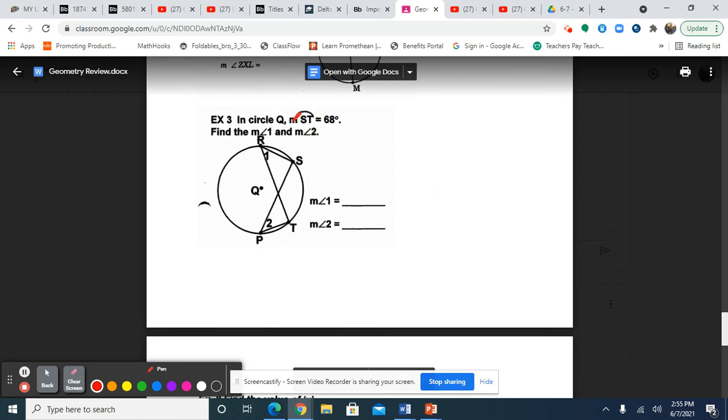Okay, so now it tells us that we have arc ST, which is 68. Now it's going to ask us for the measure of angle 1. Since this angle goes all the way to the end of the circle and it uses the 2 points of the arc, it's actually going to be an inscribed angle, and an inscribed angle is half of the arc. So it's half of 68, which is 34.